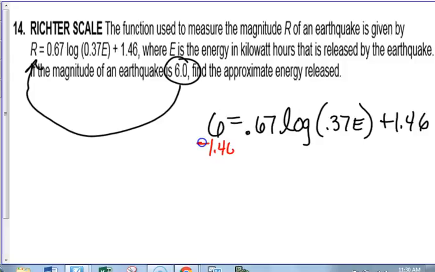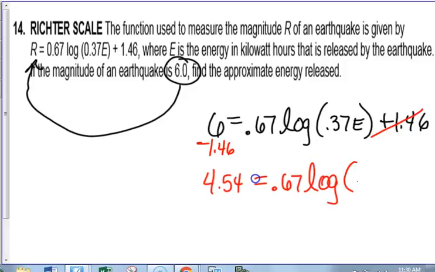Subtract. 4.54, because you've got to borrow. Okay. Now what? We still got to divide by the 0.67. I don't know, is that going to come out nice? Ew, it's really disgusting, but let's go ahead and write down some kind of a decimal here.